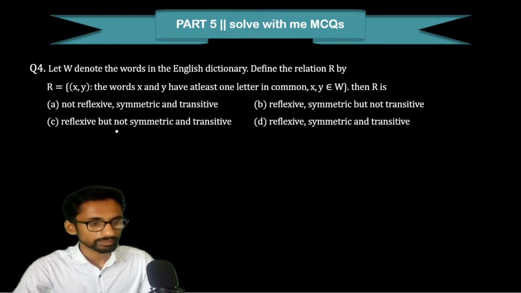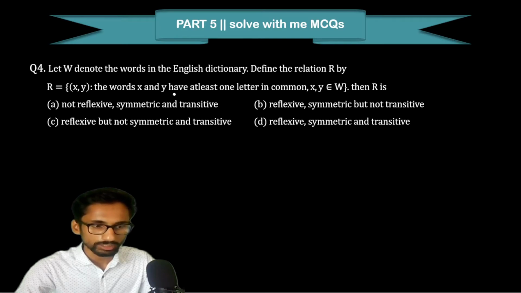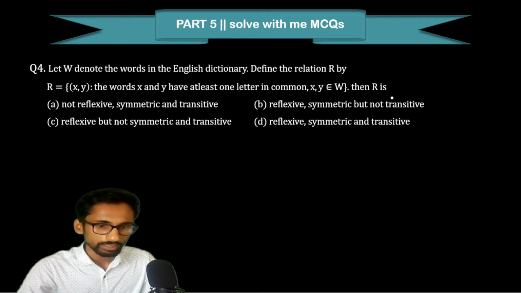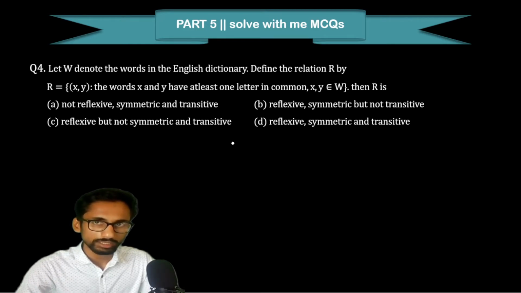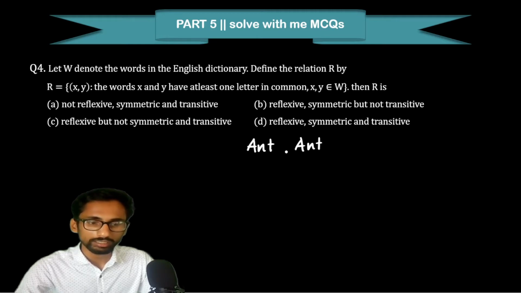Question number 4. Let W denote the words in the English dictionary. Define the relation R by R is equal to (X, Y) such that the words X and Y have at least one letter in common, and X and Y belong to the English dictionary, that is the W set. Then R is... we are considering the same word. For example, consider the word and.